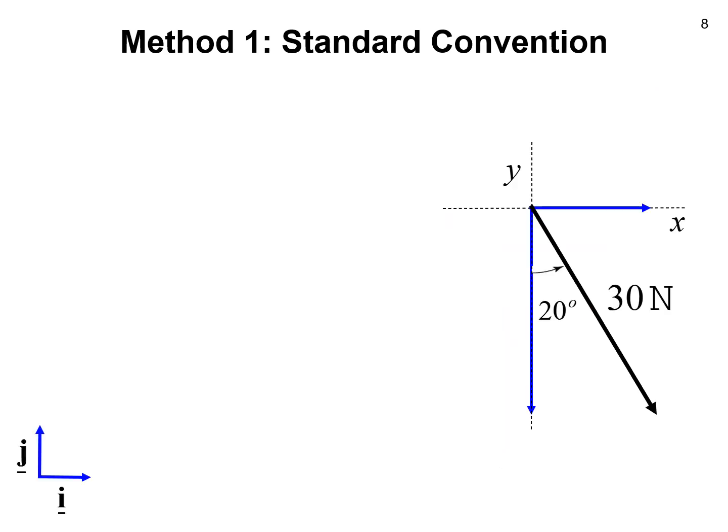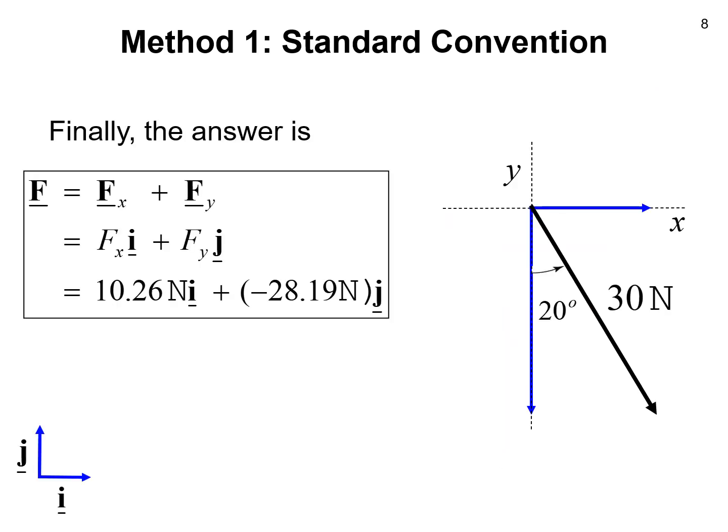And so if I go and fill in the answers, first of all, in vector symbols, I could write completely the vector f, and notice again I'm using the vector symbol for f in the first line, is now the component fx times i plus the component fy times j, which would be 10.26 newtons times i, and then plus a negative 28.19 newtons times j.